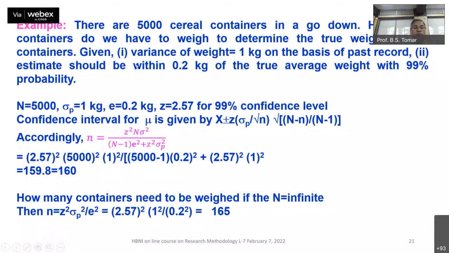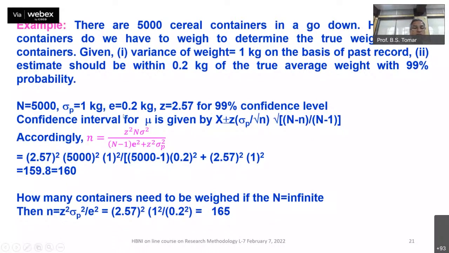And the estimate should be within 0.2 kg of the true average weight within 99% probability. So this is how the problem is given. What is given? N equal to 5,000, capital N equal to 5,000. Sigma, the standard deviation for the population, is 1 kg, which you know from previous history. Error is 0.2 kg. So for 99% confidence level, Z equal to 2.5.